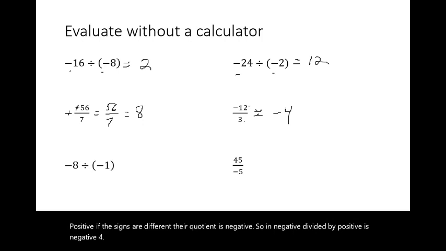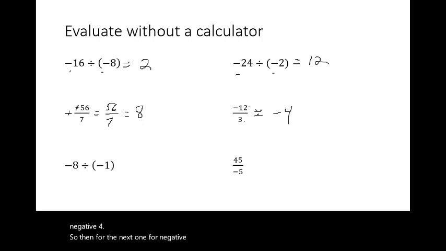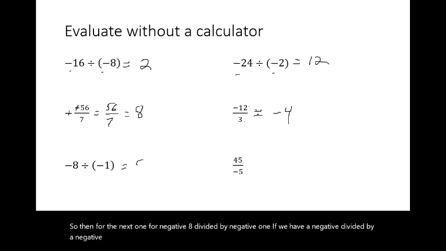So then for the next one, for -8 divided by -1, if we have a negative divided by a negative, that is going to be a +8. Anything divided by 1 is itself.